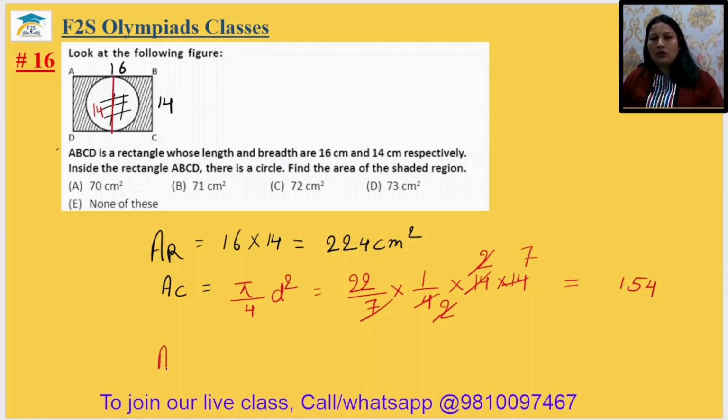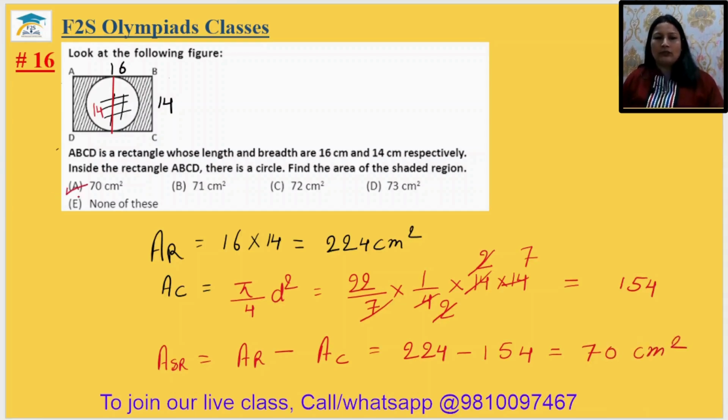So area of the shaded region, this will be area of rectangle minus area of circle, that is your 224 minus 154, this is your 70 centimeter square. It is in the option number A. So 16th answer will be option A.